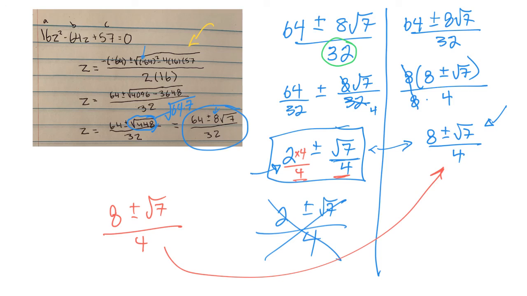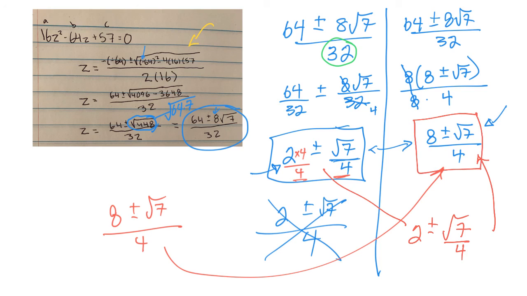Okay, so either this one, which was 2 plus or minus root 7 over 4, or that one there would be fine. I think that often in my labs they like that one, but both of them are correct. Hopefully that helps finishing off that quadratic formula.